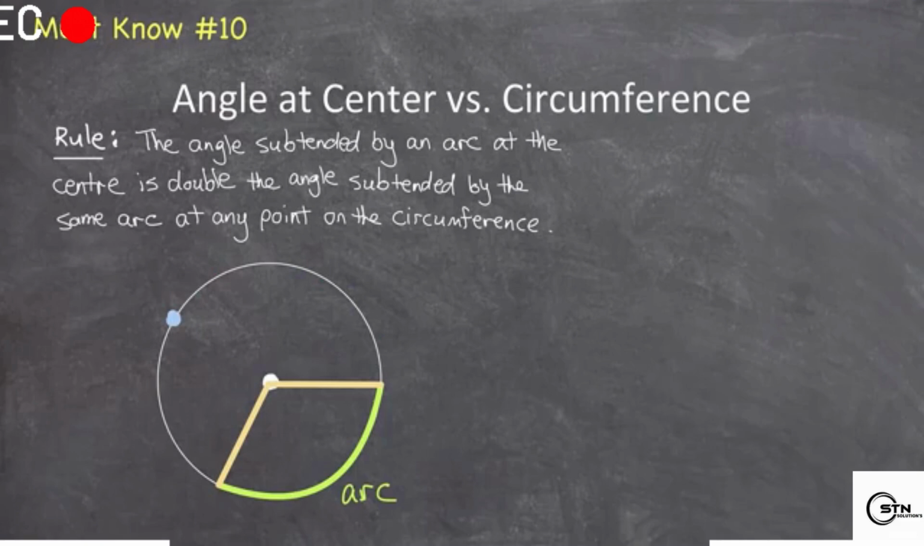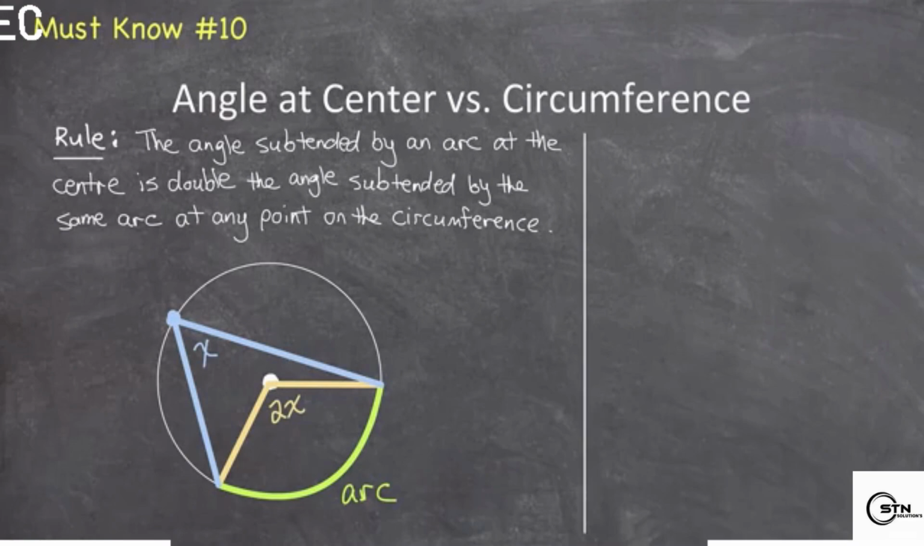And now I'm going to draw a line segment that goes from that point to each of the endpoints of that same arc. Now what this theorem tells me is that the angle at the center of the circle is going to be double the angle that's at the circumference of the circle. So if the angle at the circumference of the circle is, we'll call it angle X, the angle at the center of the circle would be double that. I could call it 2x.